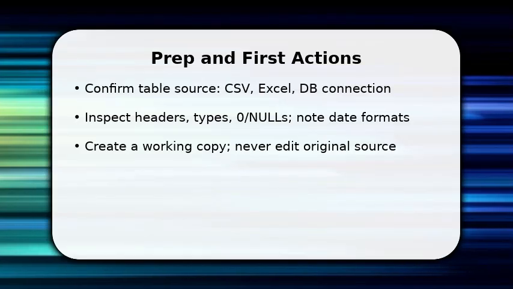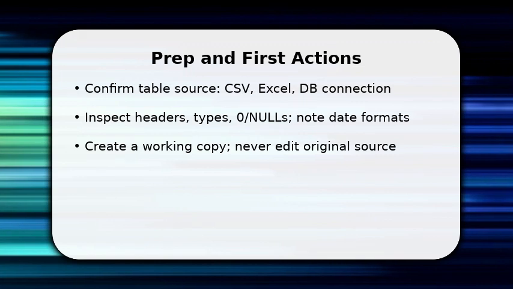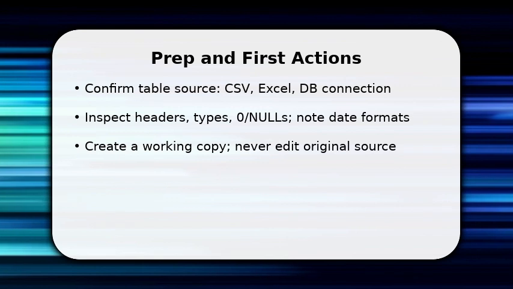You start by grabbing the data and making a working copy so you can experiment without breaking the original. Open the CSV or connect to the database, then scan headers and types to understand structure. Once done, convert ambiguous dates and normalize number formats. This prevents parsing errors later.